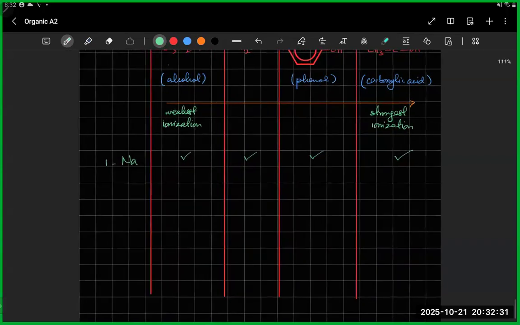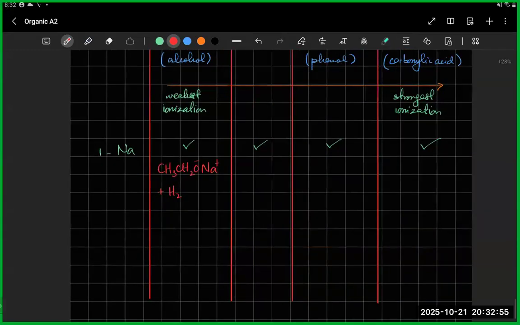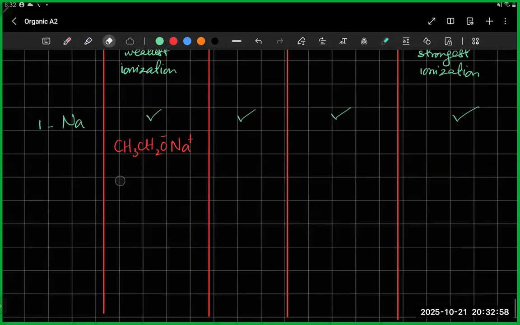And what is the reaction? What is the product that's going to be produced? The alcohol is going to produce CH3CH2O⁻ Na⁺ plus hydrogen gas. Okay, that's what's going to be produced. And the name of this compound is going to be sodium ethoxide. ठीक है, नाम लिख लेते हैं sodium. Ethanol will produce ethoxide plus H2 gas.